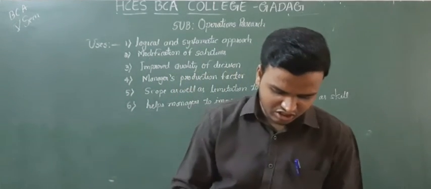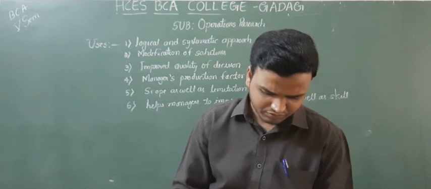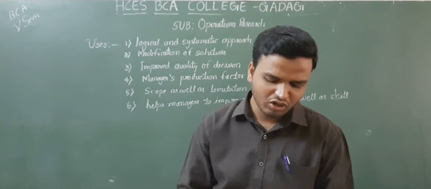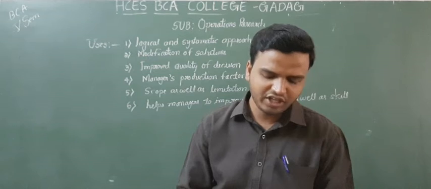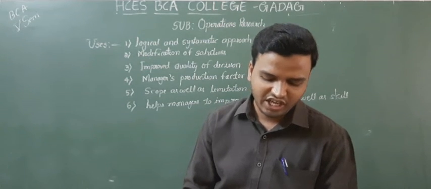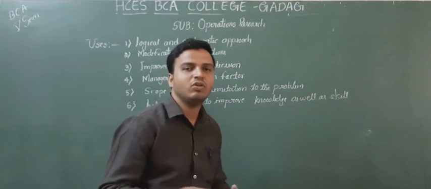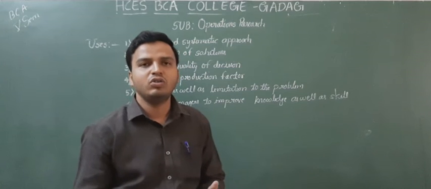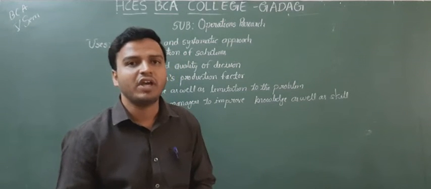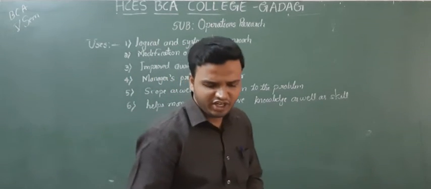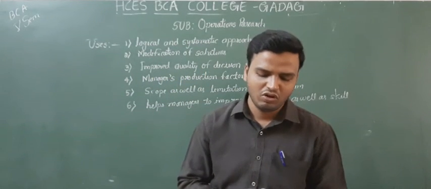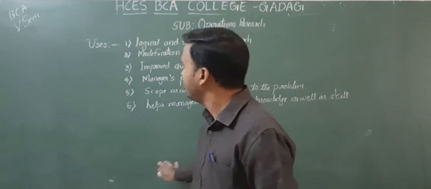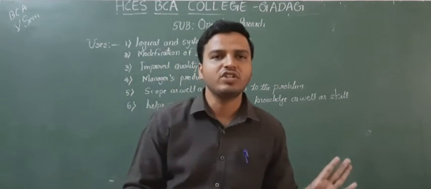The last one is that it helps in finding avenues for new research and improvement in the system. It is helpful in research, so we can innovate new things to use the resources in an optimum manner. So it finds avenues for research and improvement in the system. These are the uses of operation research.